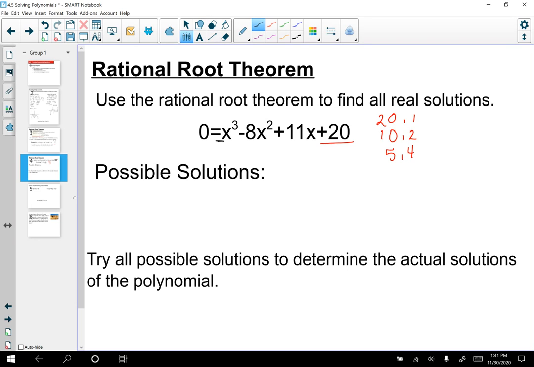So our options, our possible solutions are, now remember it's the positive and the negative of that. So it's 20 over 1, 1 over 1, 10 over 1, and these should all be plus or minus. 2 over 1, 5 over 1, and 4 over 1, plus or minus. All right, so here we have 2, 4, 6, 8, 10, 12 different options again.